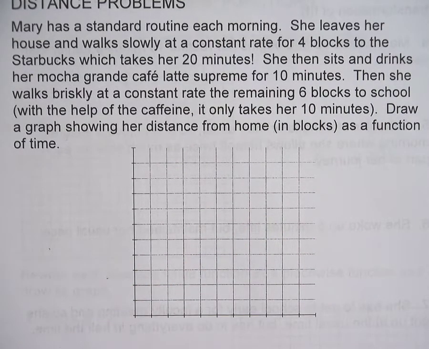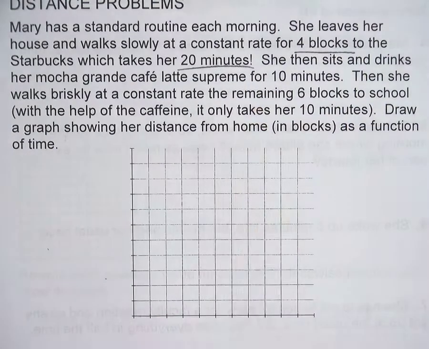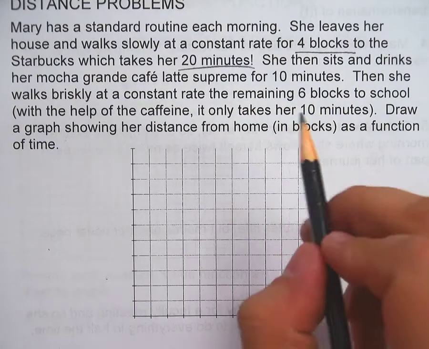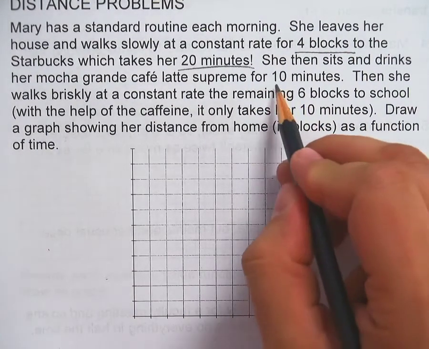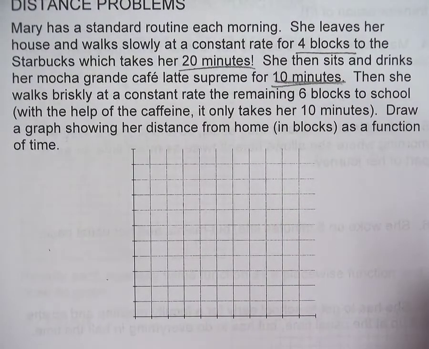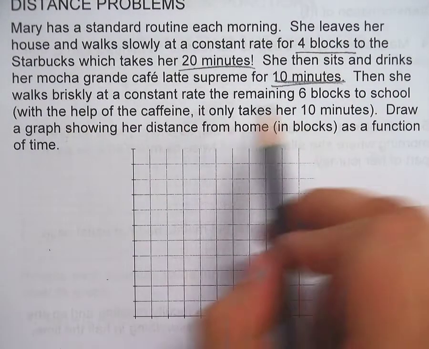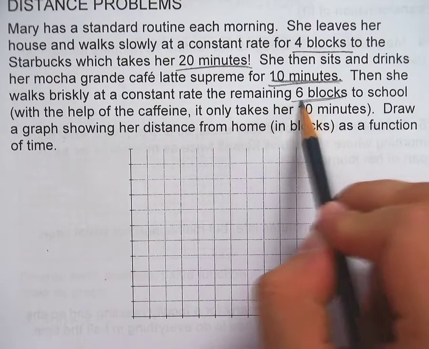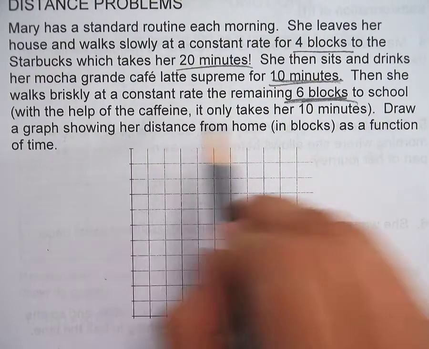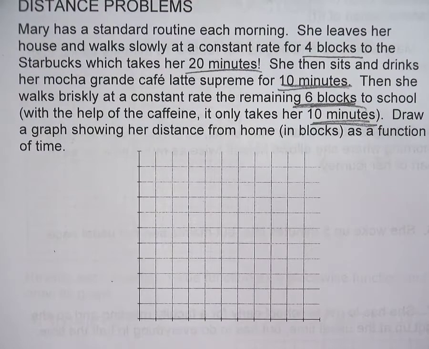She leaves her house and walks slowly at a constant rate of 4 blocks to the Starbucks, which takes 20 minutes. So 4 blocks takes 20 minutes. She sits down and drinks her Mocha Grande Cafe Latte Supreme for 10 minutes. What a drink. She then walks briskly at a constant rate for the remaining 6 blocks to school. With the help of caffeine, it only takes her 10 minutes. Draw a graph showing her distance from home in blocks as a function of time.